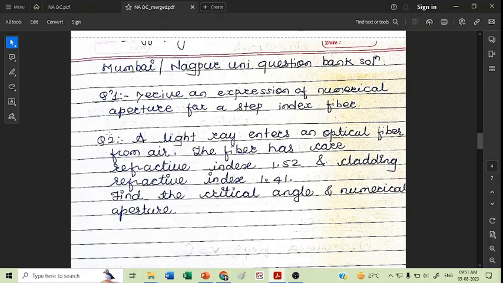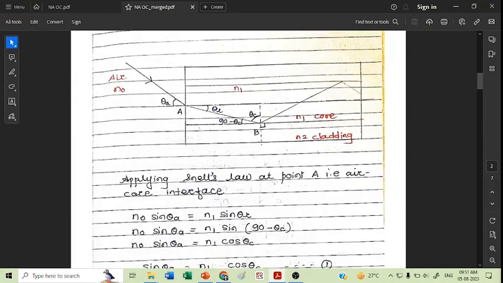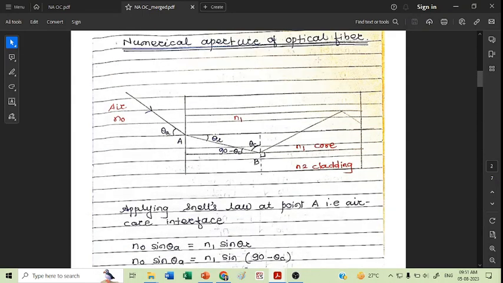And here I am also going to cover this numerical which depends on the derivation of numerical aperture. Let us start. Numerical aperture of optical fiber. As in this figure, as you can see, this is an optical fiber. This is the core, and this outer is a cladding, and this is the fiber axis.